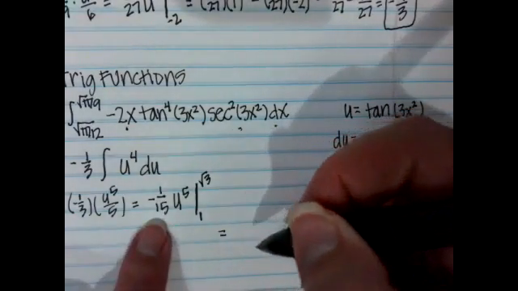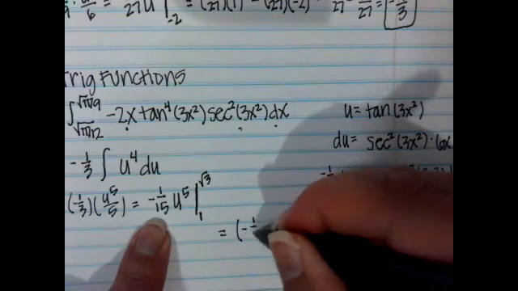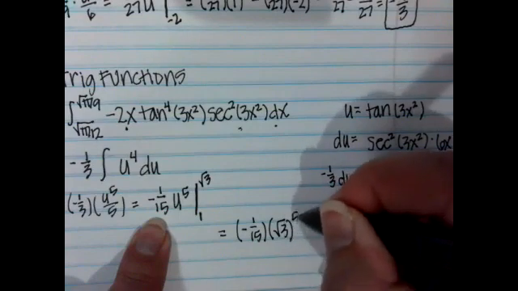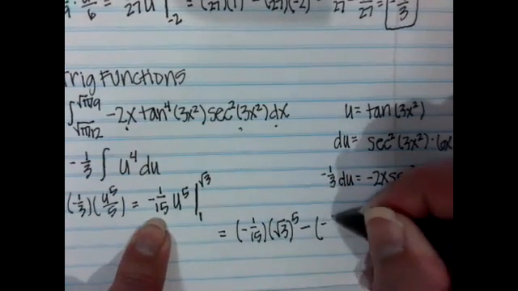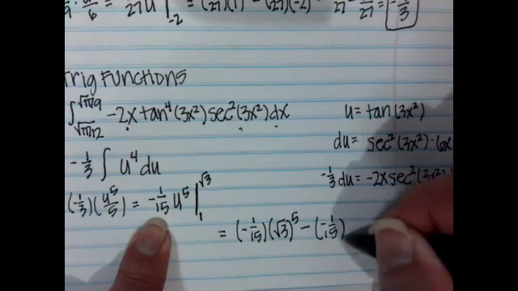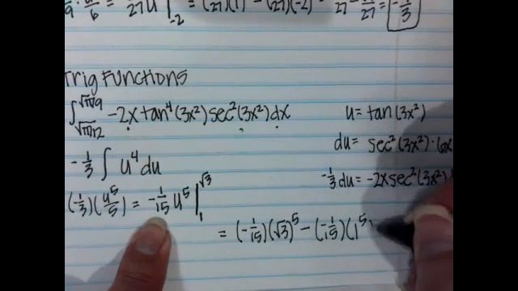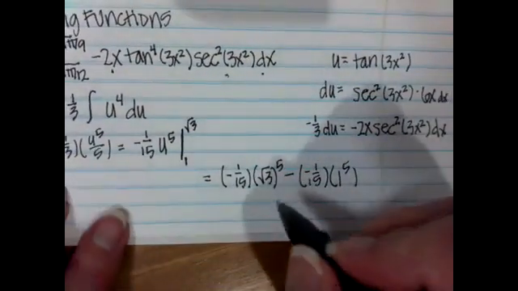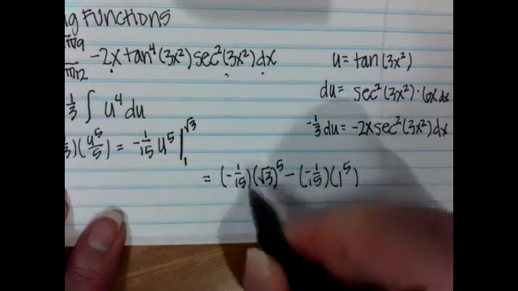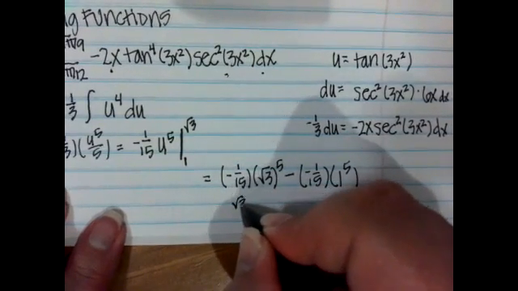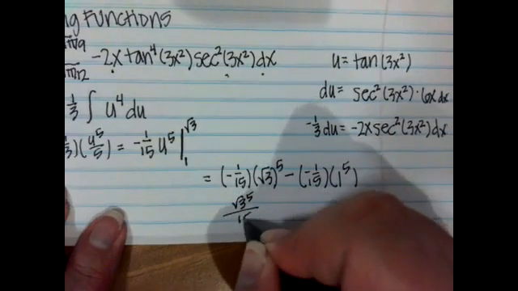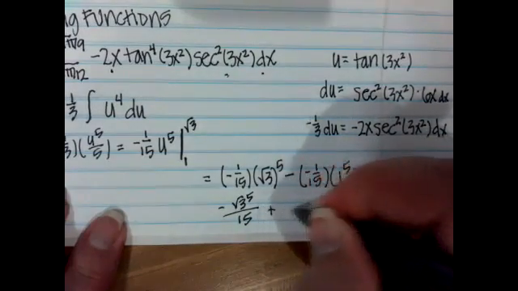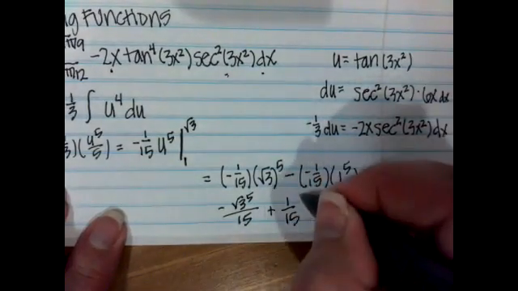So then to evaluate it, I would have negative 1/15 times root 3 to the 5th minus negative 1/15 times 1 to the 5th. And you probably could type it in just like that, but this one isn't too bad to simplify. I would just write this as one fraction. So I would write it as negative root 3 to the 5th over 15. And then this is just 1. So negative times negative would just be plus 1/15. And that's a good answer.